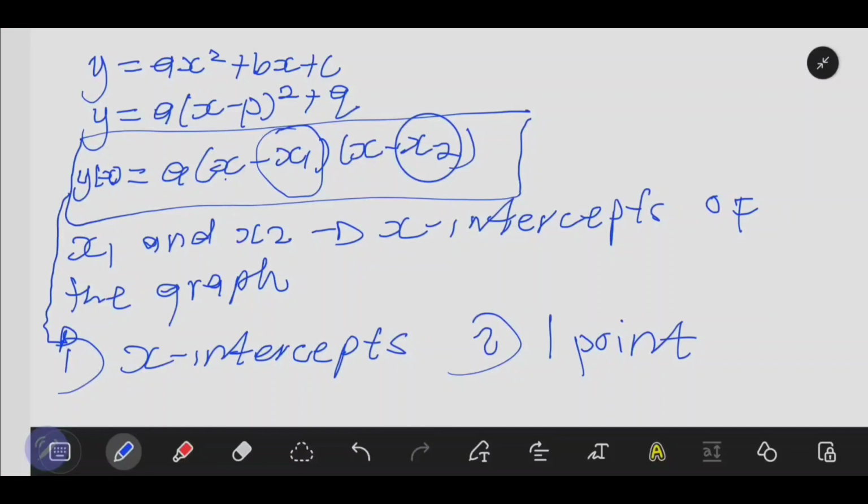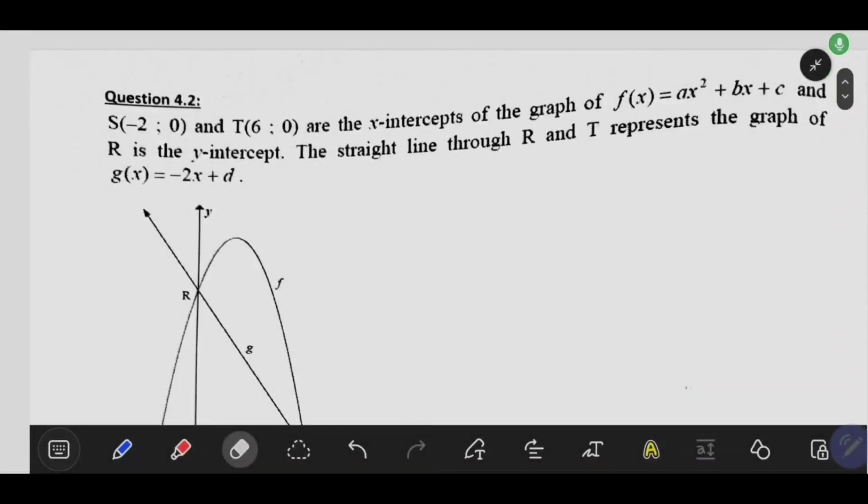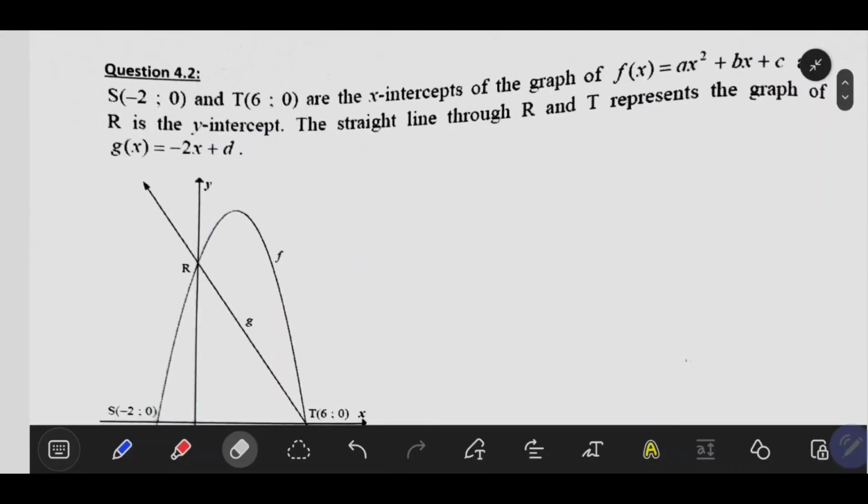All right, so let's check an example so that we get to understand and apply this type 3 parabola function. We're given s, and the coordinate of s is (-2, 0), and then we're also given t, which is (6, 0), and they tell you that these are the x-intercepts of the graph of f of x given by ax squared plus bx plus c, and then r is the y-intercept. So the straight line through r and t represents the graph of g of x, which is -2x plus d.